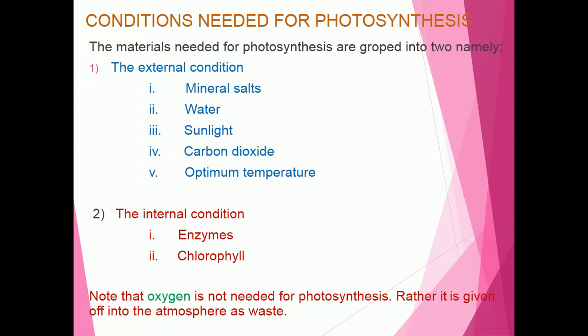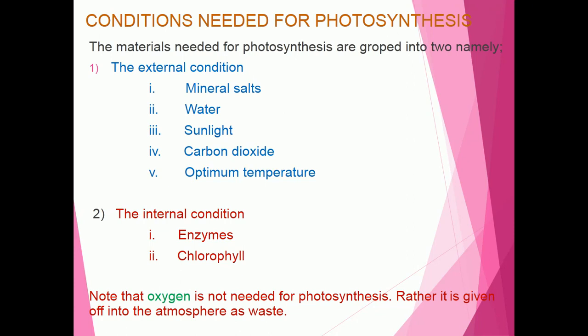Conditions needed for photosynthesis. The materials needed for photosynthesis are grouped into two, namely the external conditions. These external conditions are found outside the body of the plant. They are conditions or factors that are necessary for photosynthesis to take place. The first one is mineral salts must be available, water must be available, sunlight must be there, carbon dioxide is needed, and optimal temperature is needed for photosynthesis to take place. But don't forget, they are the external conditions.